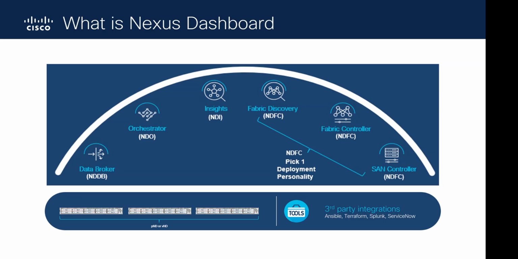Above that, we can see all of the services under the Nexus Dashboard umbrella. We typically refer to these services by their abbreviations. Nexus Dashboard Fabric Controller is known as NDFC and comes in three potential deployment modes that we're going to discuss shortly. Nexus Dashboard Insights is known as NDI. Nexus Dashboard Orchestrator is known as NDO. And Nexus Dashboard Data Broker is known as NDDB.